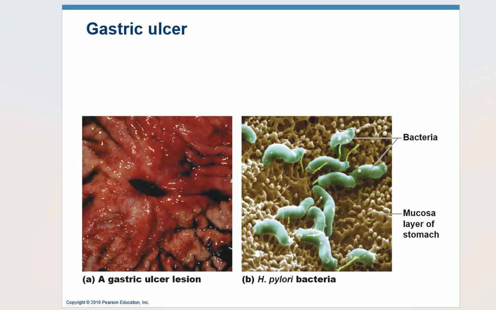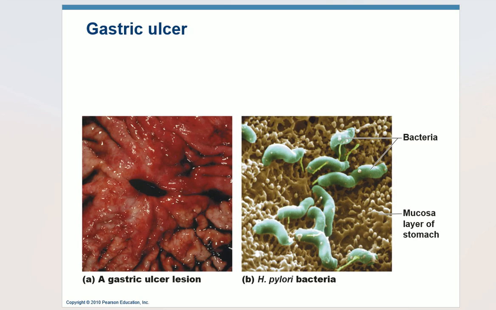This is what it looks like, a gastric ulcer. On the left side, picture A, that is a lesion inside the lining of the stomach. So you can see how it's a literal hole. The grooves are normal. The ridges are normal. That's what we want to see. What isn't normal is that circular hole in the center.